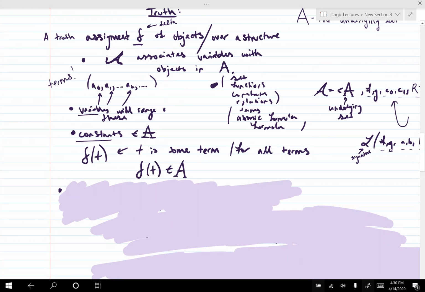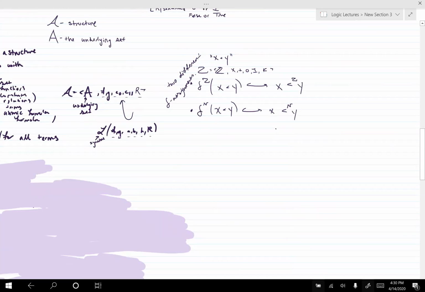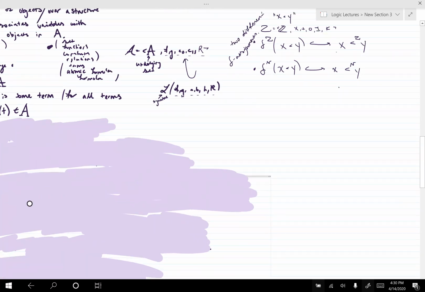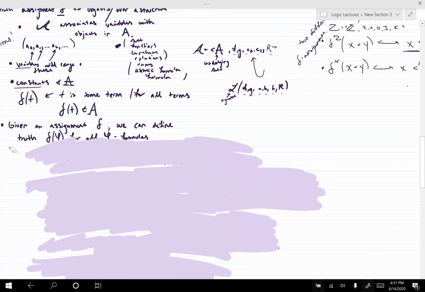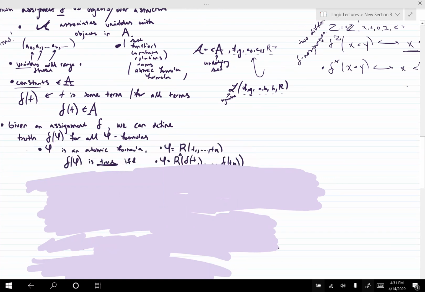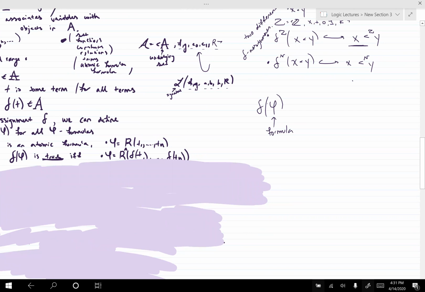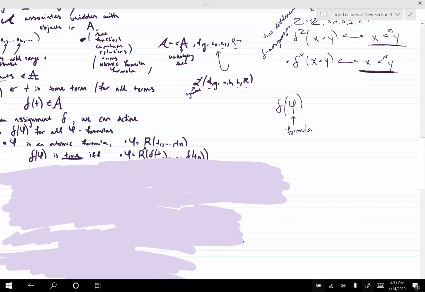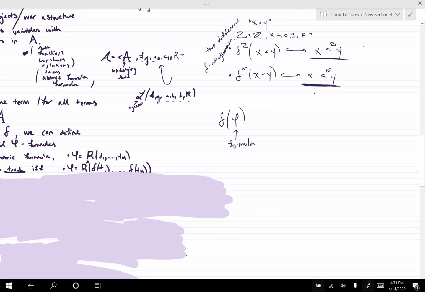Variables, all it's saying is that when it interprets x and y, x and y can be, in this case, integers, or in this case, natural numbers. Okay. So given an assignment delta, we can now define what happens when I give delta a formula. Well, this was an atomic formula. These are both atomic formulas. So in this case, this is true.